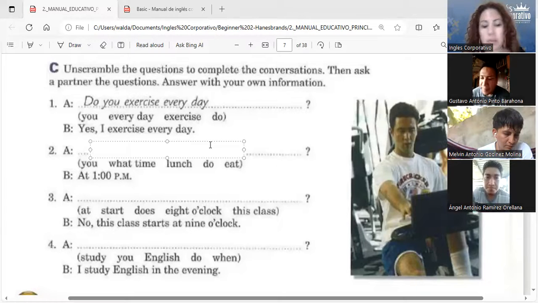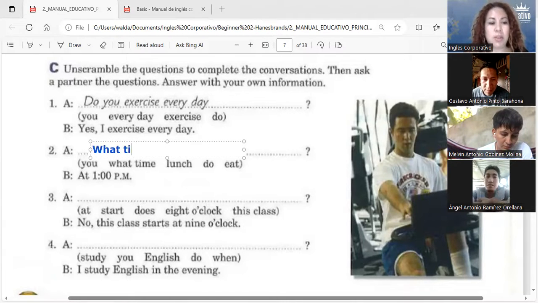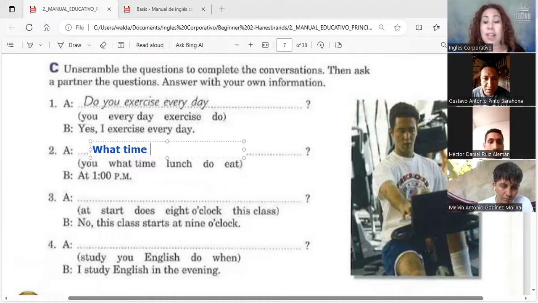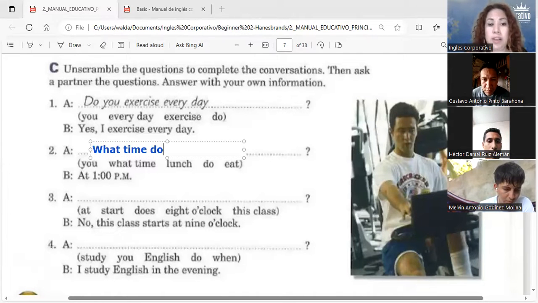What time? Good, excellent. What time do you eat lunch? Acuérdense la estructura. Si ustedes se adhieren a la estructura, lo van a hacer bien. Si empiezan a inventar otra estructura, ahí es donde se van a confundir. Okay? Entonces, after the what time, ¿sigue qué? Do you? Do or does, ¿verdad?